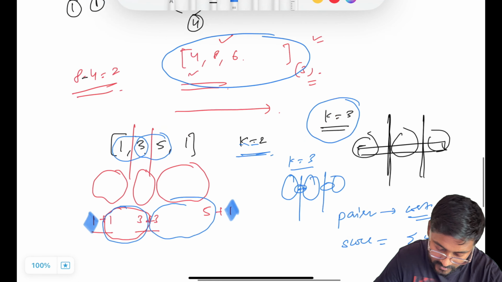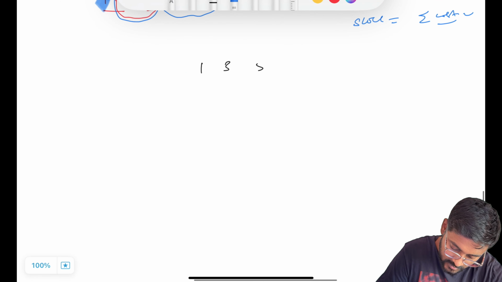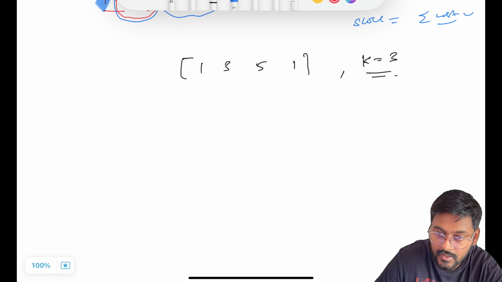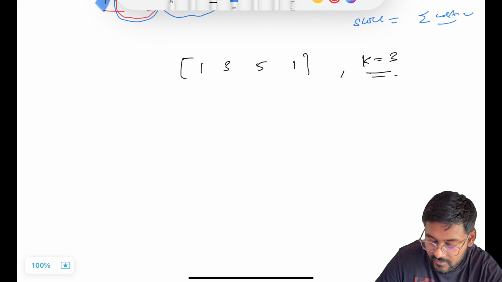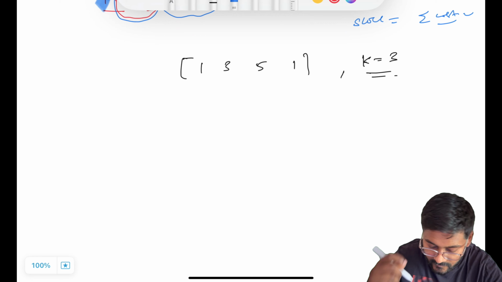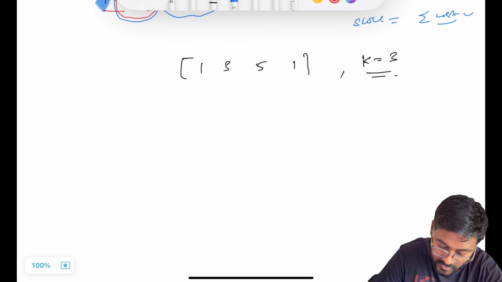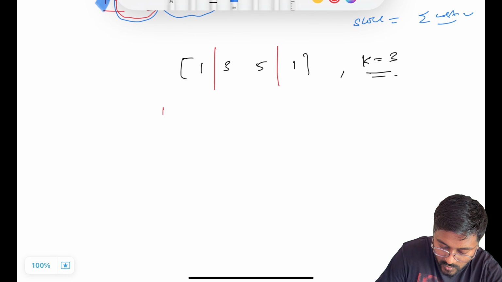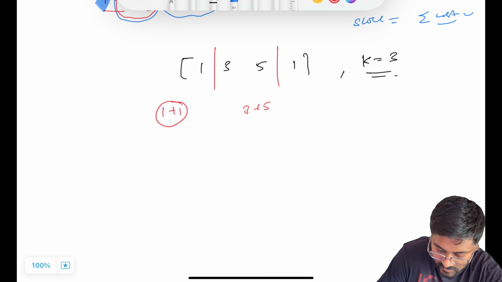If 1 3 5 1 is there, and the value of k is equal to 3, it means we are going to make the division into 3 bags. 3 bags means I can make 2 slices, 2 cuts in this array. Let me make 2 cuts like this, 1 and 2. In this case, for the first section, the cost is 1 plus 1. For the second section, cost is 3 plus 5. For the third one, cost is 1 plus 1.